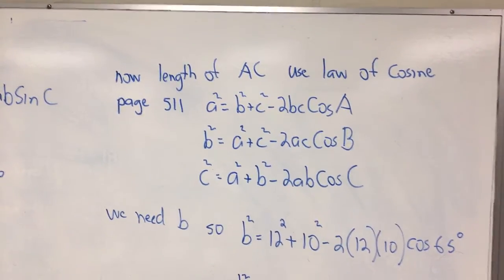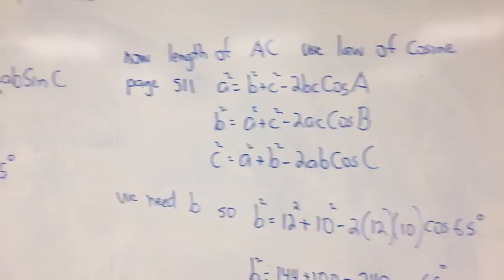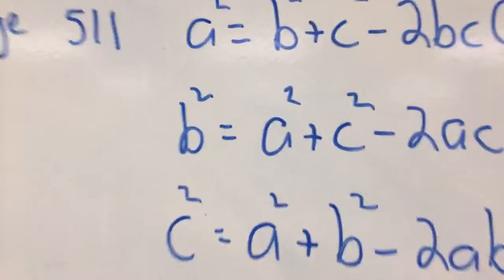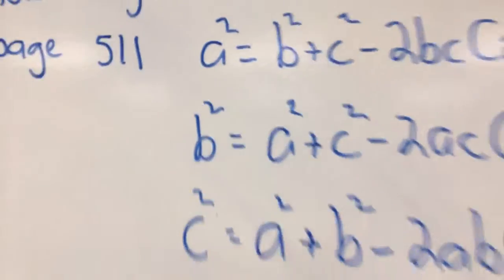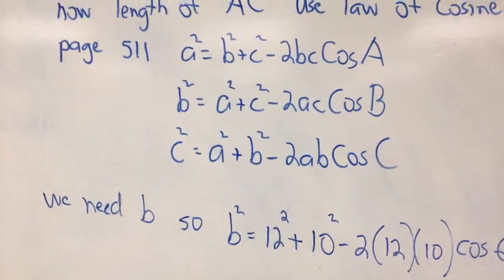All right, now what am I looking for? I'm looking for B. I'm looking for the length of side B. So see that one right there that says B squared? I'm going to solve that for B squared. Do I have an A and a C and a cosine B? I do.